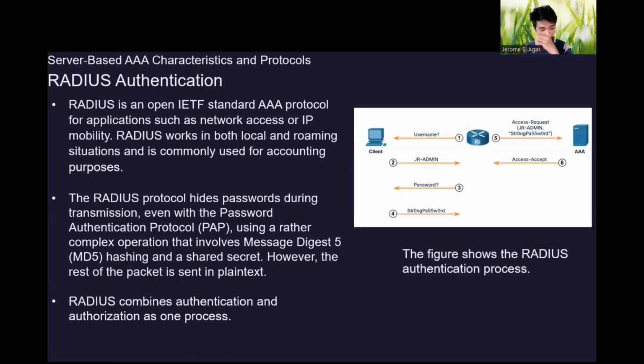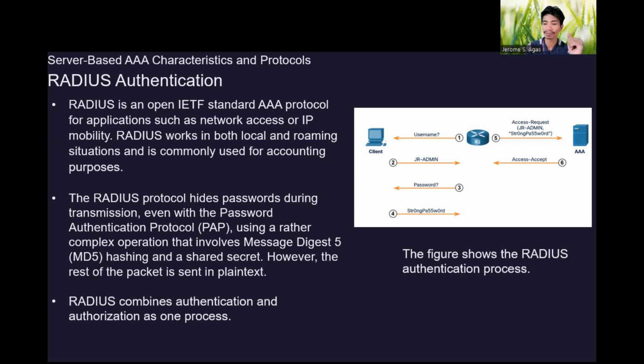So that's it. Right? So in authentication and authorization, RADIUS is an open IETF standard protocol for applications such as network access or IP mobility. RADIUS works in both local and roaming situations, and it's commonly used for accounting purposes. So this figure shows the authentication process. From the first stage, you are asked for the username. And of course, when you answer and the username is accepted, you can enter the next level, which is the password. And of course, you put in your strong password, or the encrypted password, just like shown in the figure. Okay, and also the access request. When you enter the correct password, of course, it is access accept.